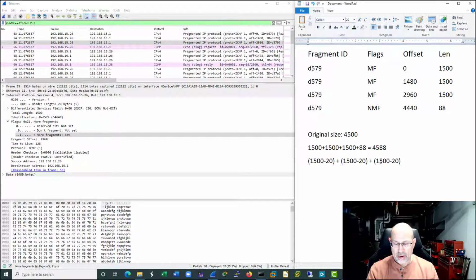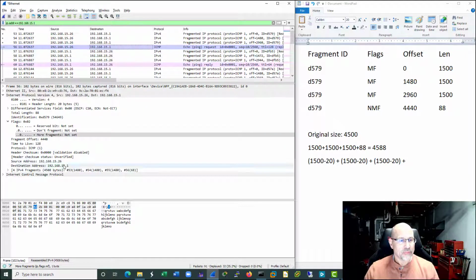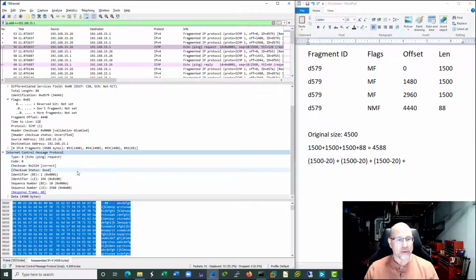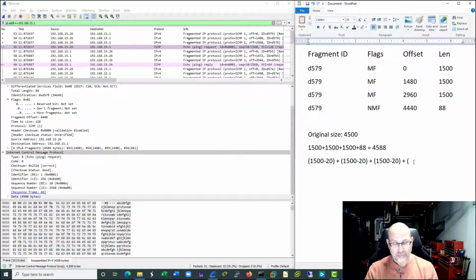All right, now what about this 88? Where did that come from? Well, the total length here is 88 bytes. We have a 20 byte IP header, so that would seem to mean that we break this 88 down to 68. But I've also got this ICMP header here too. And it turns out the ICMP header for an ICMP echo request is 8 bytes. So this is actually 88 minus 20 minus 8.